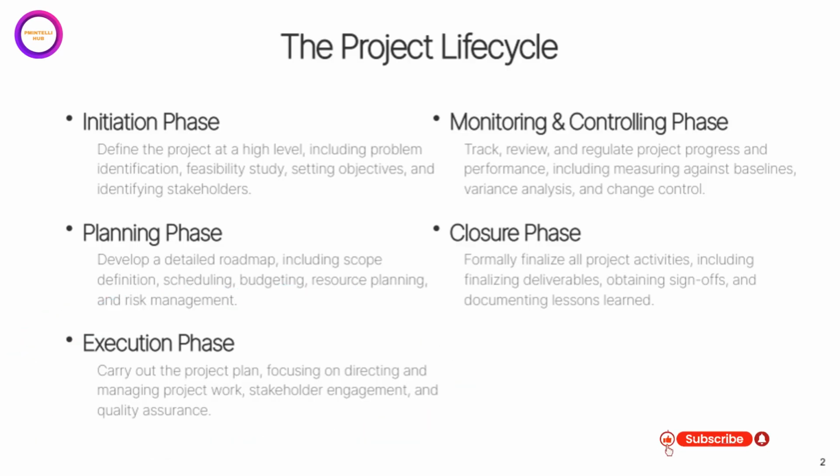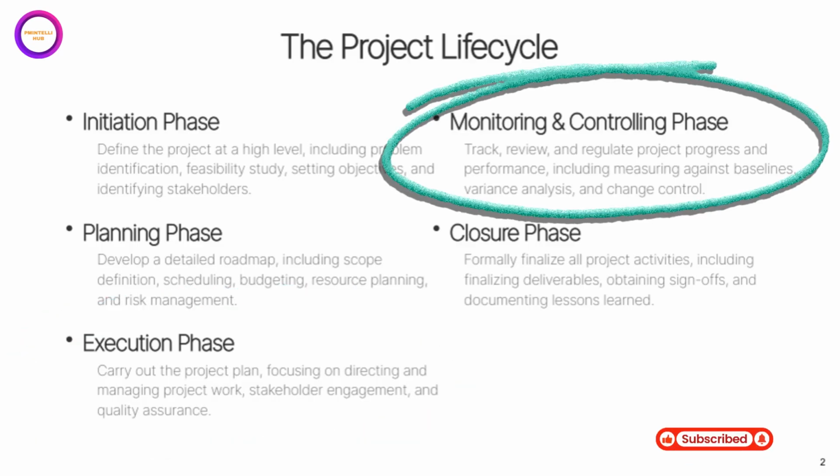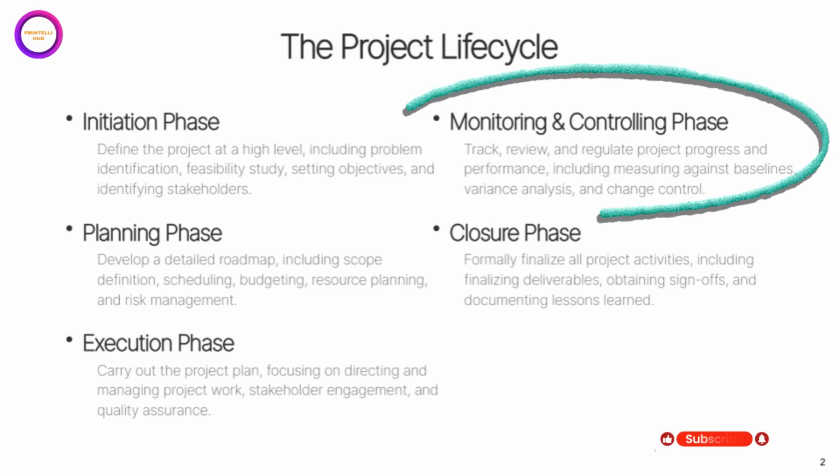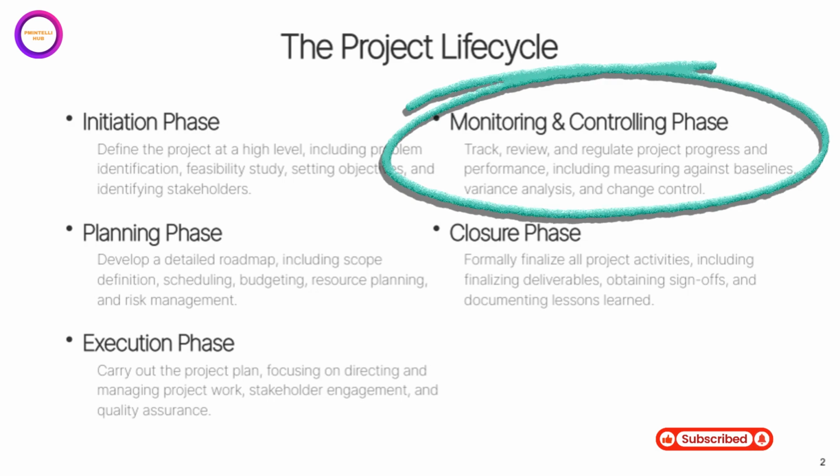Following that, we have the monitoring and controlling phase. This is an ongoing process where we track progress, review performance, and make adjustments as needed. We compare actual performance against our baselines, analyze variances, and manage any changes to keep the project on track.